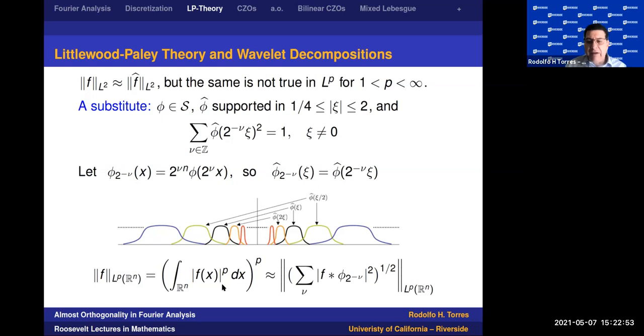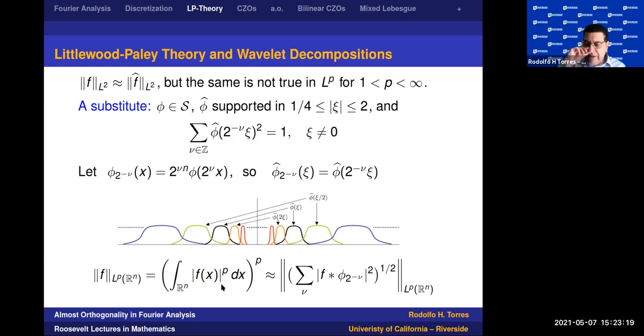And the nice thing is that you can recover this LP norm by convolving, by looking at each of these pieces, which are called the Littlewood-Paley pieces of the function. So remember, when we take the Fourier transform of this, we are just multiplying the function by one of these dilations of phi. So each of these pieces has a very well localized place on the Fourier transform side.